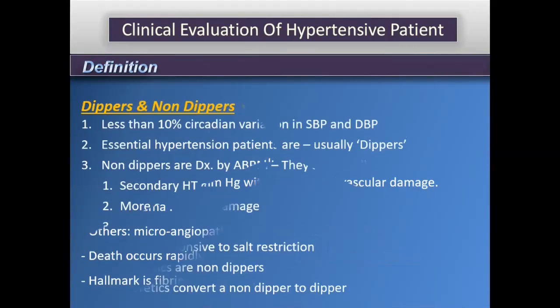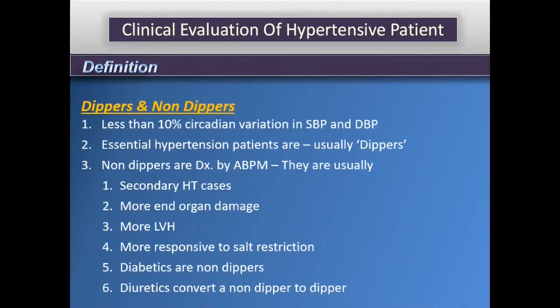Lastly, what are dippers and non-dippers? Normal individuals have circadian variation in blood pressure. Non-dipper can be diagnosed by ambulatory blood pressure monitoring. It is more common in diabetics, usually associated with left ventricular hypertrophy and more organ damage, and usually the hypertension can be due to a secondary form of hypertension.